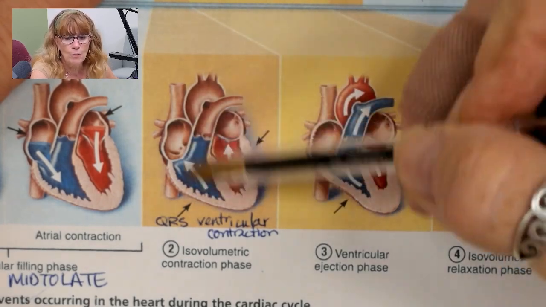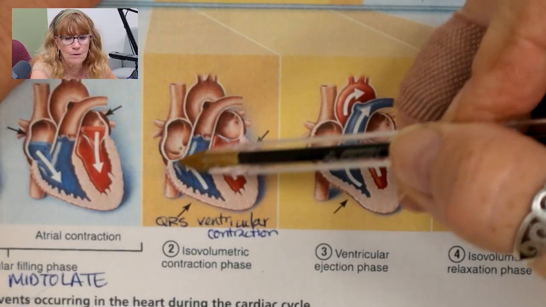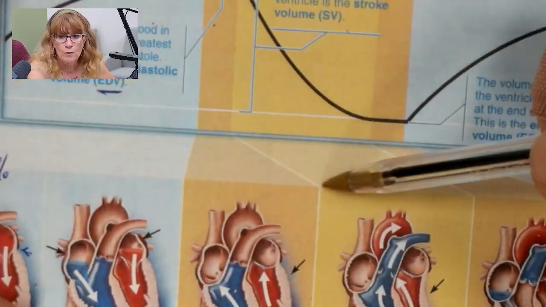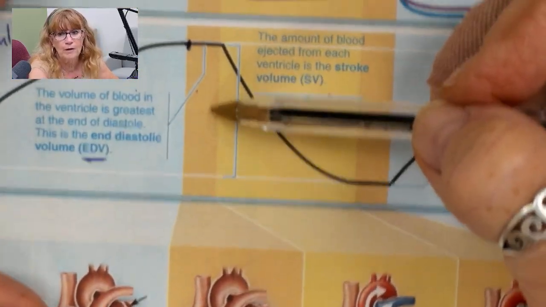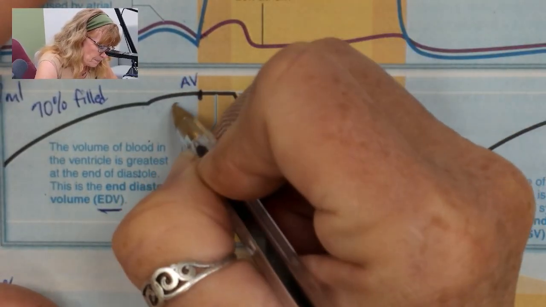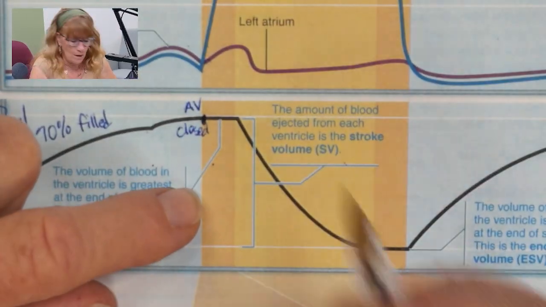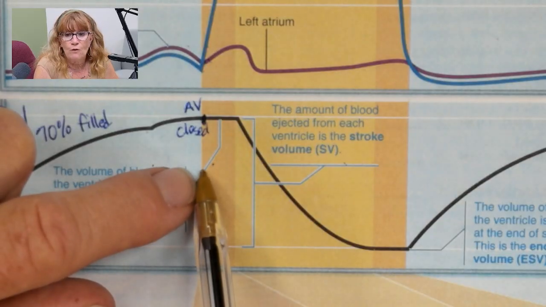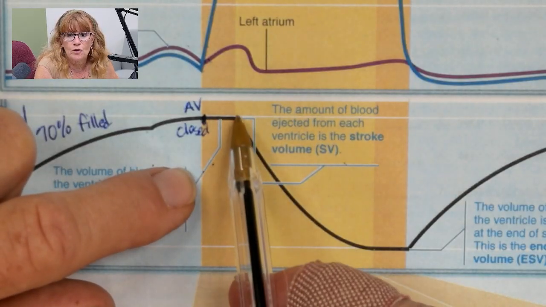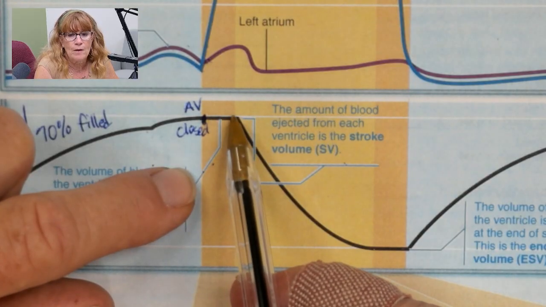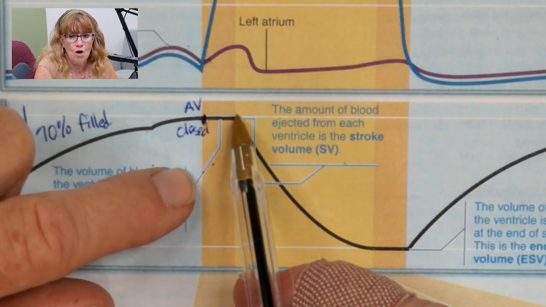There is just enough pressure to close the AV valves, but notice that the semilunar valves are not yet open. So if we follow this little gold area, this is when AV is closed. Okay, so now we have a period of time where the AV valve is closed, but you'll notice the volume of the ventricle has not changed yet. So that means that no blood is leaving the heart yet.